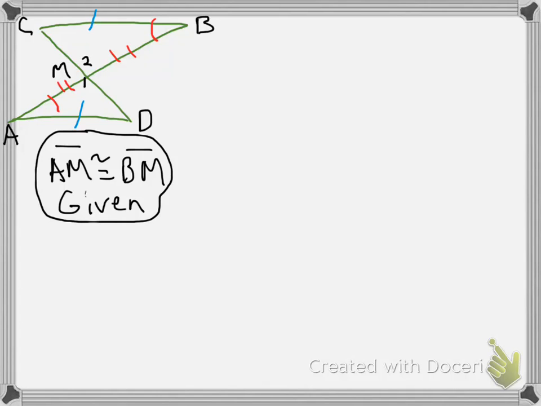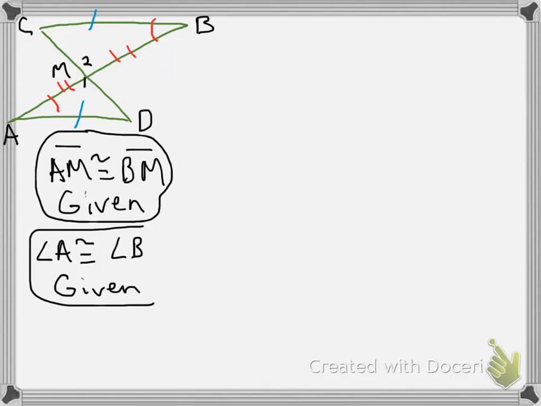We were also told something about the angles. We were told that angle A is congruent to angle B. That was also given to us. Okay, so it looks like we have an angle pair, and we have a side pair. And so we have to figure out what do we still have.